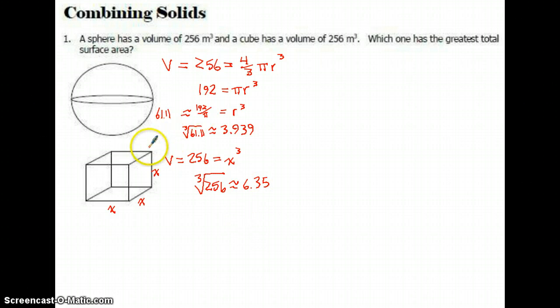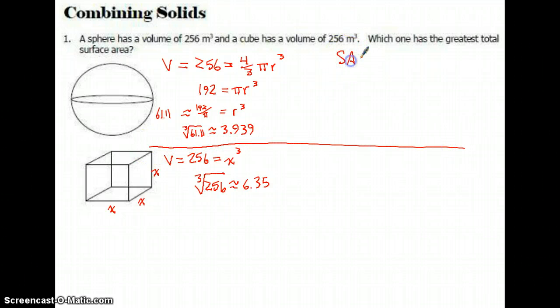Okay, let me make a separation here. The surface area of this sphere is 4 pi radius squared. Oh, why didn't I leave that in my calculator? If I take that radius, 3.939, and square that, times 4 pi, I get something like 194.97. It's almost 195. Surface area here.